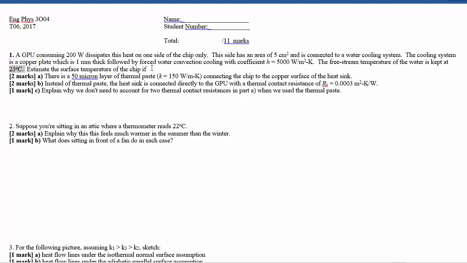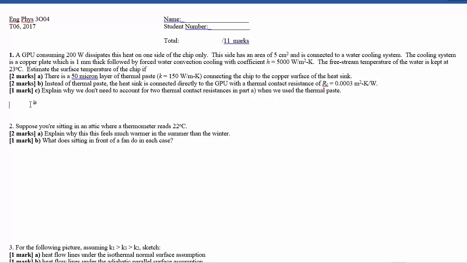Estimate the surface temperature of the chip if in situation A, there's a 50 micron layer of thermal paste connecting the chip to the copper surface of the heatsink. And then B, instead of the thermal paste, we've got the heatsink connected directly to the GPU with a thermal contact resistance of this. And then explain why we don't need to account for two thermal contact resistances in part A when we used the thermal paste.